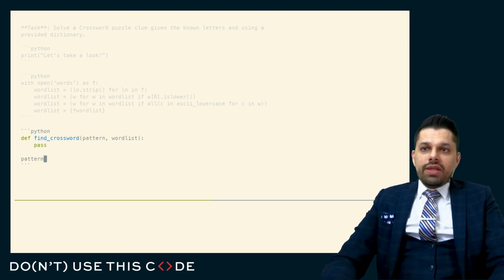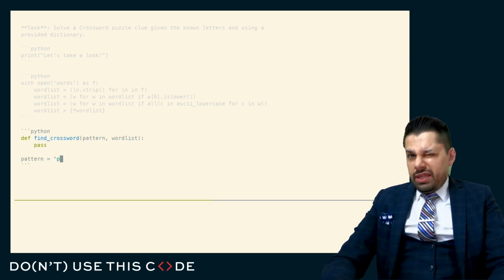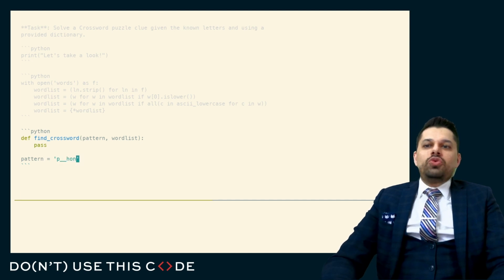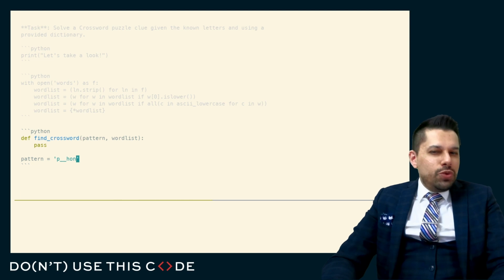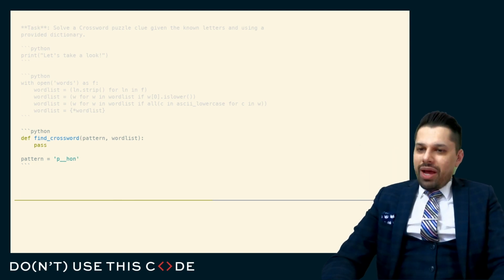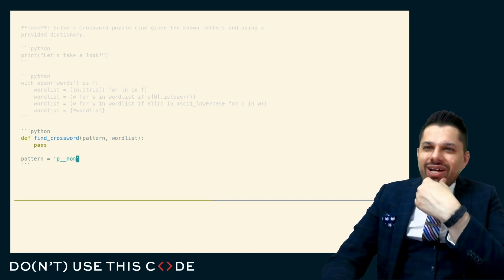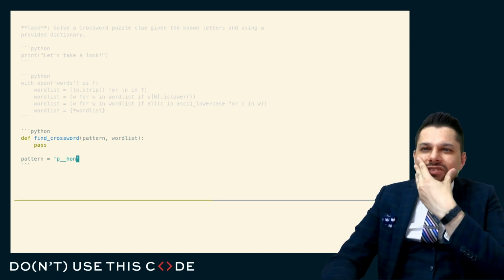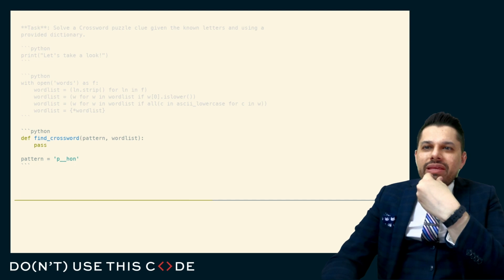And the pattern might be, we know there's a P at the beginning, we don't know what the next 2 letters are, and we know it ends with an HON. Can you guess what this word is? If you can, let us know. But we'll see if our game can figure out what word from my game of crossword starts with a P and ends with a HON.